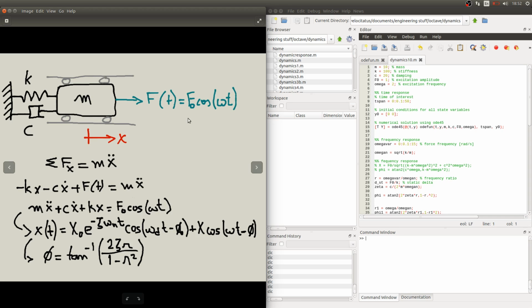In this video we're going to talk a bit more about the forced damped oscillator, specifically about the phase angle phi. We've seen before that this phase angle can be given by this expression here, the arctangent, and it depends on the damping factor and the frequency ratio.